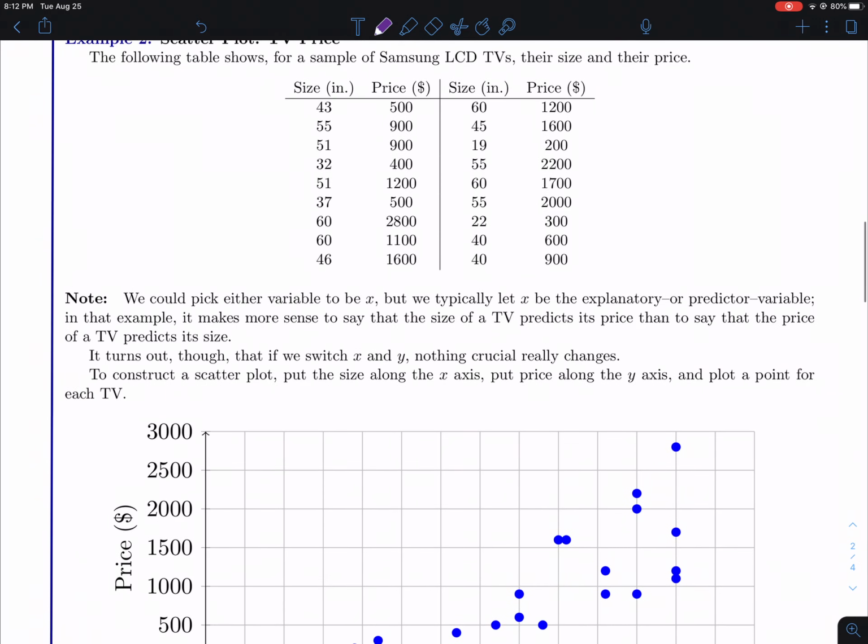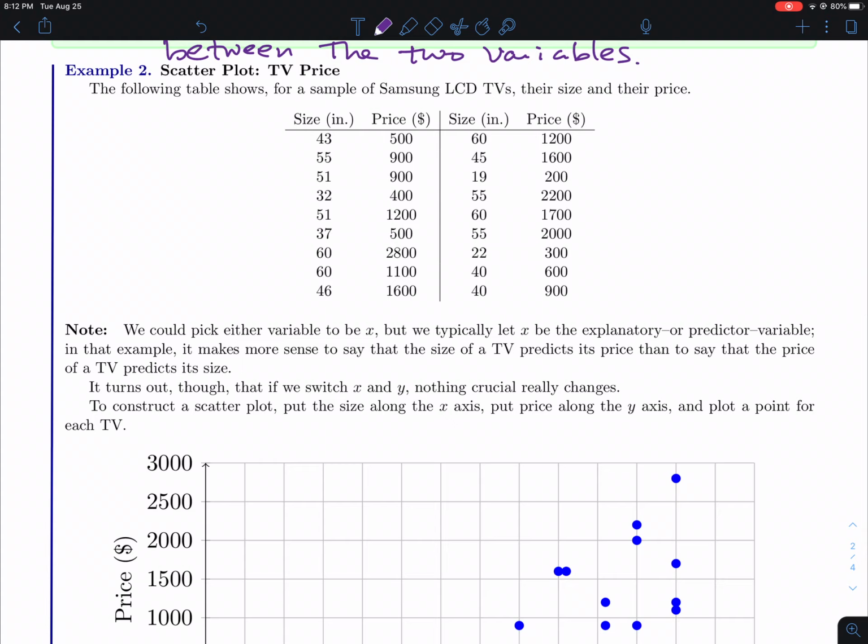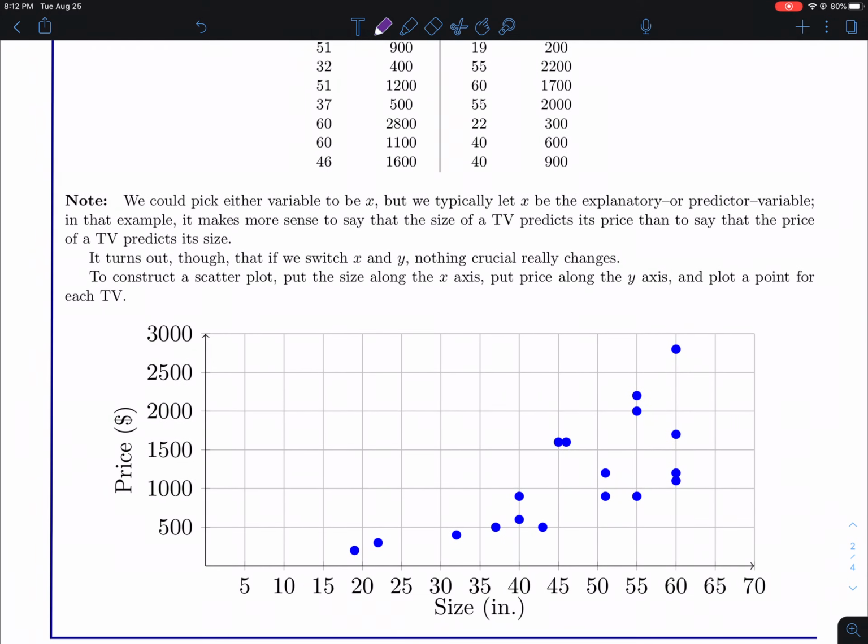In this case, this example's already been done for us, which is kind of nice. We've got TV prices and their size. What we've done is assumed that the size is going to represent our X, or our horizontal axis, and the price is going to represent our Y. So what we're really looking at are a bunch of ordered pairs. Like in this case, 43 would be 43 comma 500. If I go down here on our graph, it looks like it's this guy right here. So this would be our 43 comma 500.